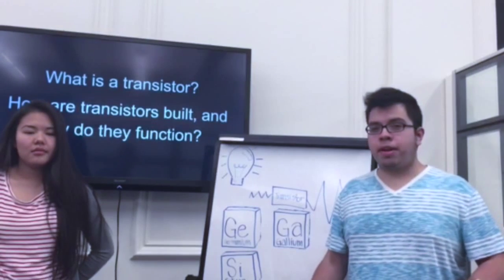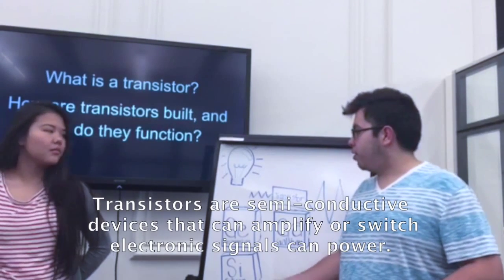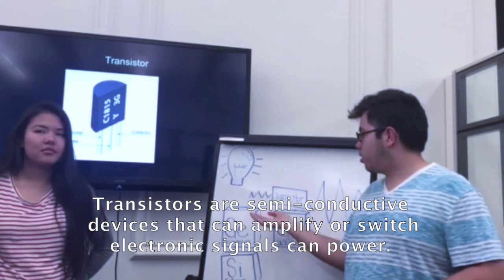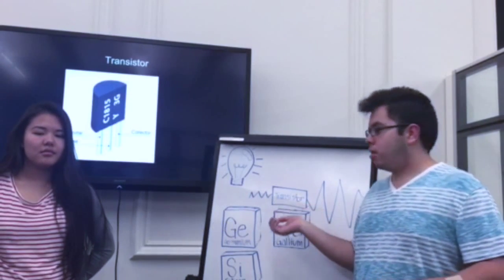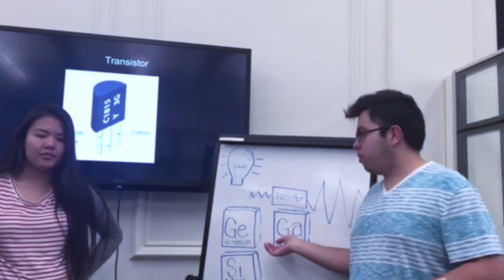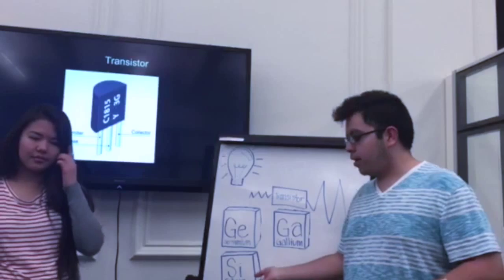So transistors are semiconductor devices that can turn on electronic devices, like this light bulb, or amplify an existing power source, like this transistor is doing right here. Transistors are commonly made out of elements like germanium, gallium, and most prominently, silicon.